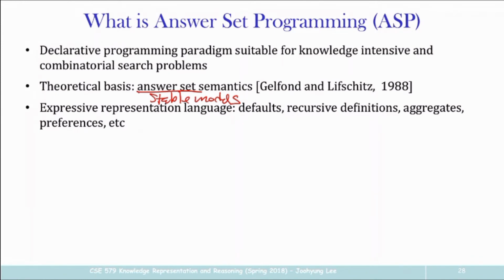Now, what is missing in first order logic, except for this decidability issue? First order logic cannot express the idea of default, that normally this is true. Or you can say recursive definitions cannot be expressed in first order logic. There are also aggregates and preferences, like I prefer this over that. This kind of thing is not expressible in first order logic, or at least it's hard to represent these things.